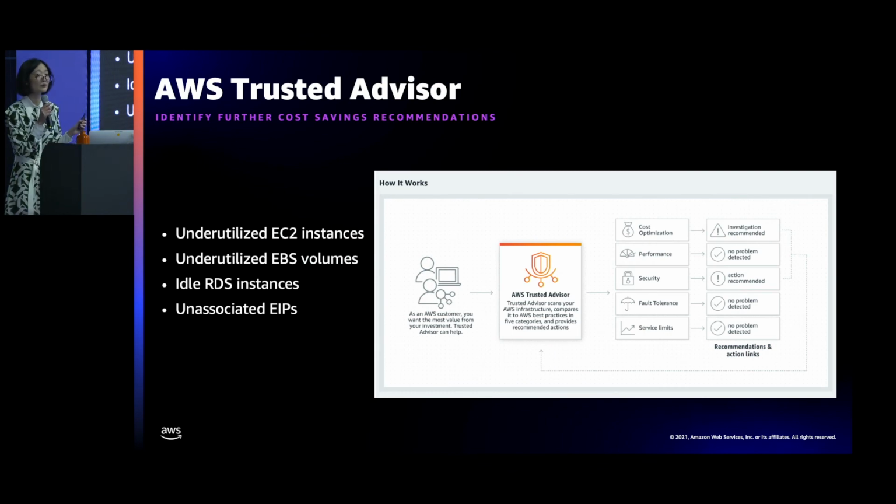And the final tool that I would recommend you to look into in your console is called Trusted Advisor. It doesn't require you to do much work, but it helps you to identify some interesting findings. For example, do you have any underutilized EC2 instances, EBS volumes, idle RDS instances, and also do you have any unassociated Elastic IPs? These insights are automatically generated by the tool.